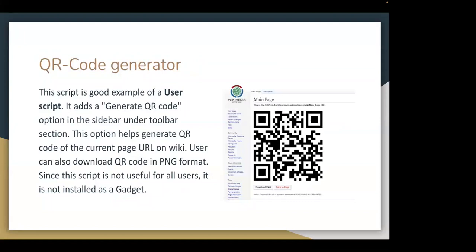Some of the examples are the QR code generator. This script is a good example of a user script. What it does is add a button called generate QR code in the sidebar. If someone clicks on that, it will generate the QR code of the current page URL, and allow users to download it. You can see the interface on a wiki main page: when the user clicks on generate QR code, it creates the QR code, and at the bottom it shows two things, download PNG file or back to page.